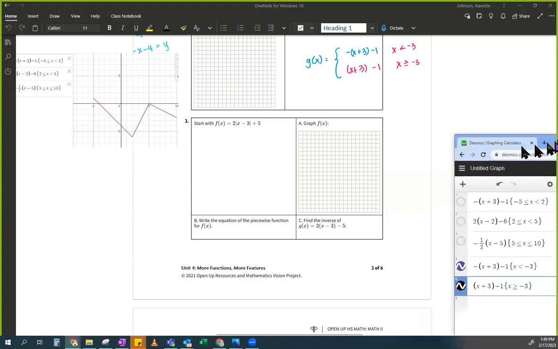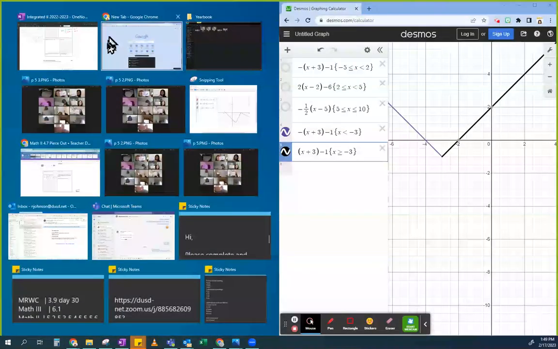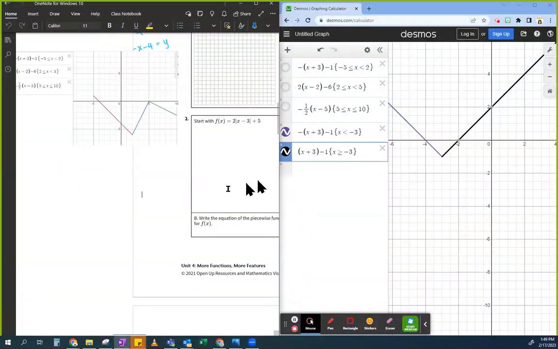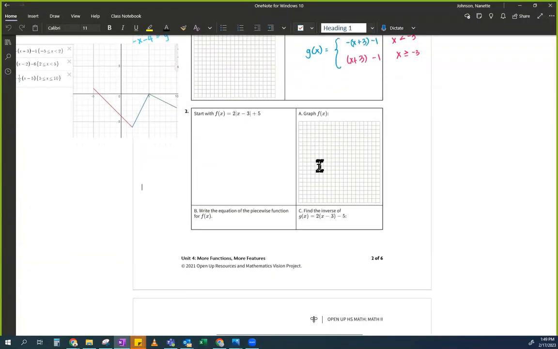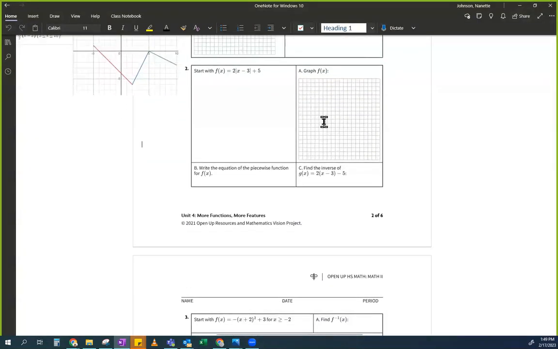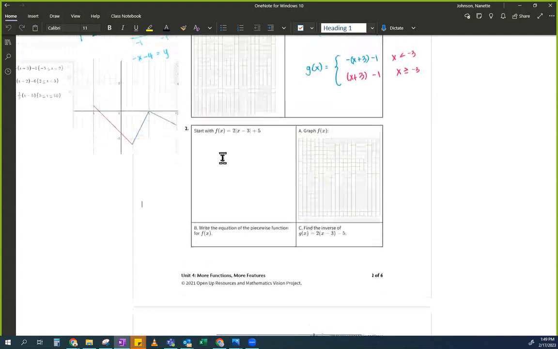Okay. Let me just see if there's anything else that I want to talk about. Let's see. Write the equation of the piecewise function. So now you should be able to do this one. Can you actually try that? Can you try B and C? Actually, I think I'm done with our lesson for today because you actually know how to do everything.